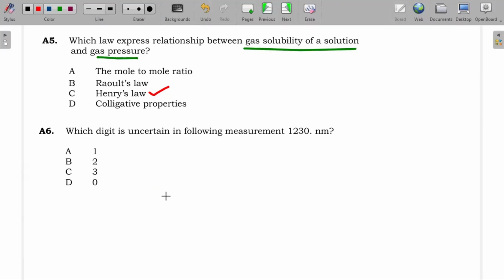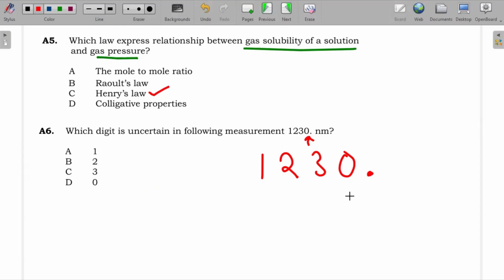Okay, question number 6, they're saying which digit is uncertain in the following measurement. We did such a question on number 1. We said that for us to find the uncertainty, the uncertainty is always in the last significant figure. So the uncertain digit is always the last significant figure. Now the way it has been written here, I can see there's a point there. So always check if there's a point or not.